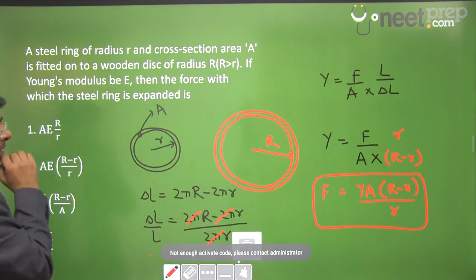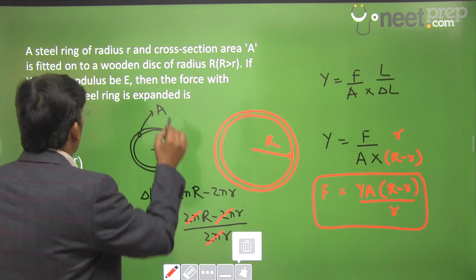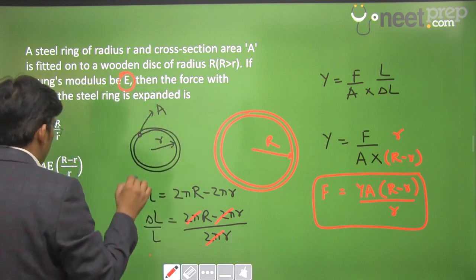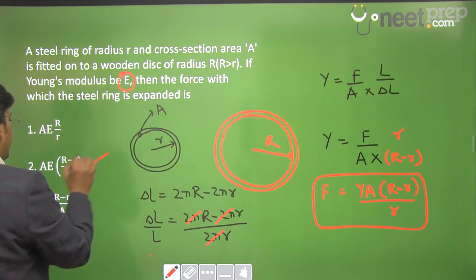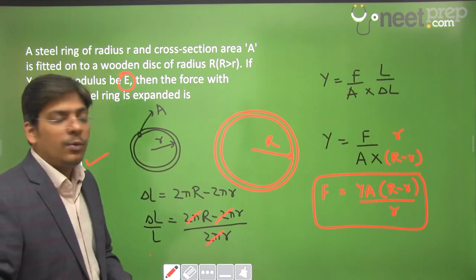Any option matching here? Yes, indeed. I have taken Young's modulus to be Y. By default it is E in the question. So we have got the correct option as this. I have taken Young's modulus to be Y, right? Kindly note down.